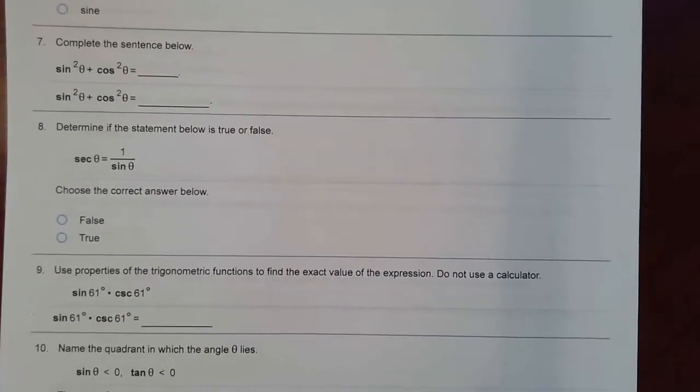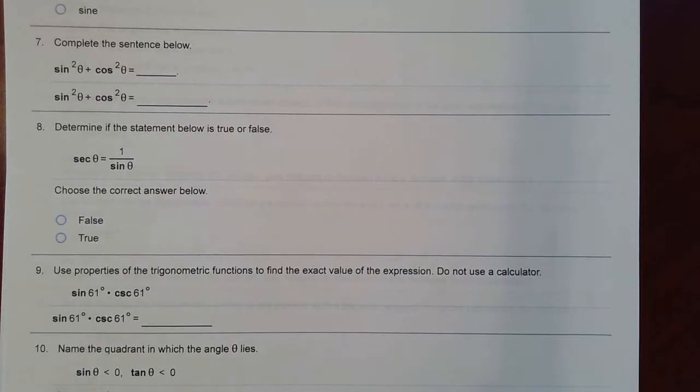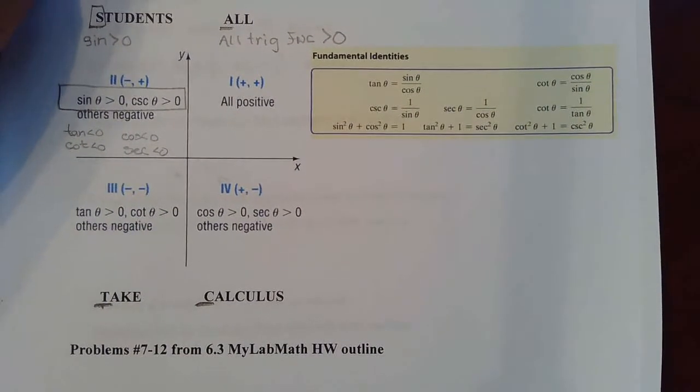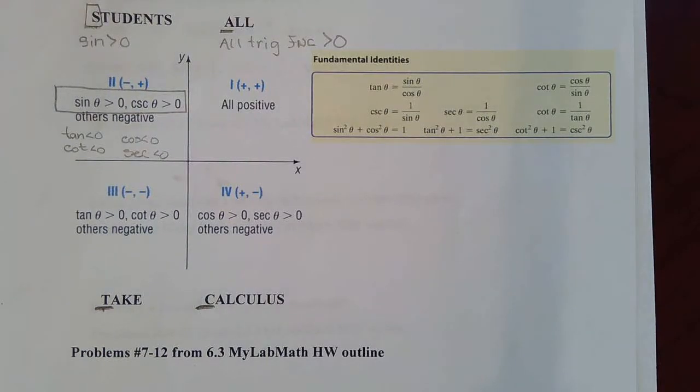Okay, here's number 7, and let's see. I don't think I pointed this out. I did not point this out. I was busy explaining the positives and the negatives. Here is your first serious batch of formulas that you need to memorize.